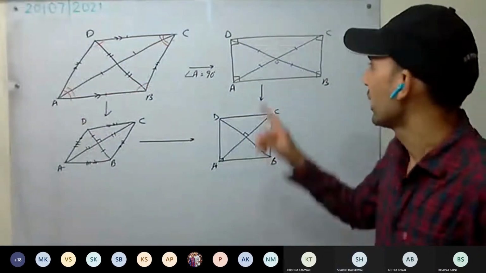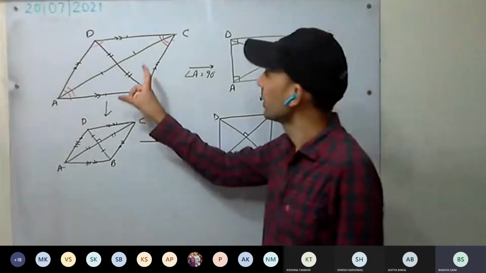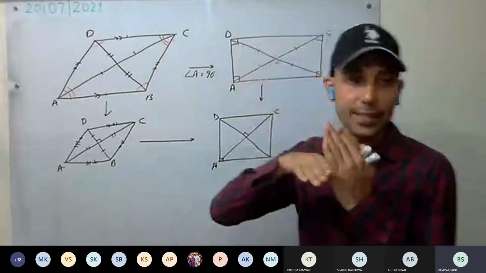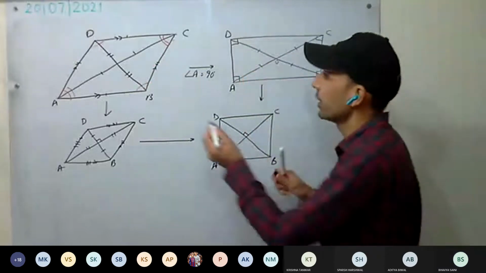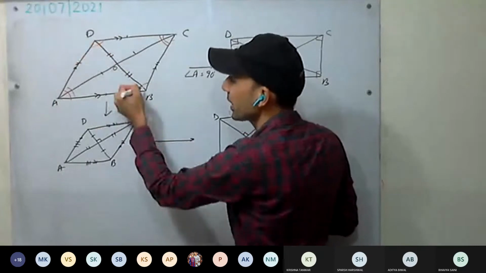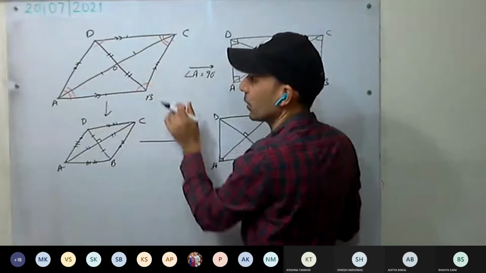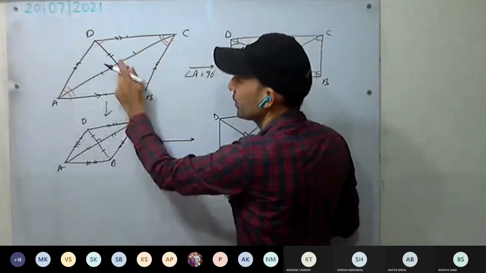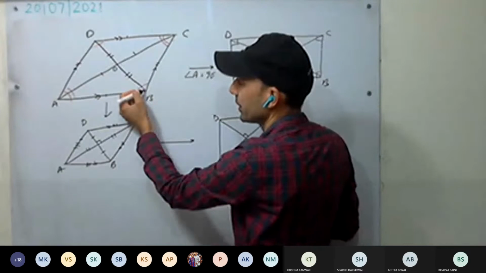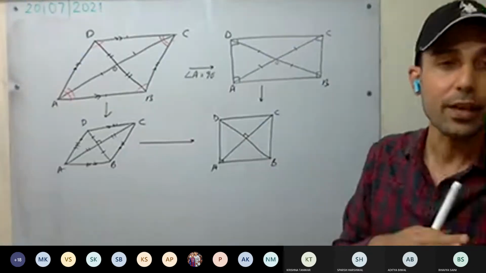Sir, in the rectangle, AC is equal, which one? When they bisect, see here, the diagonals are bisecting each other. It means BD is the diagonal bisecting AC, so AO equals OC. And AC is bisecting BD, so OD equals OB. Have you understood now? They are bisecting each other, that is, they are dividing each other.